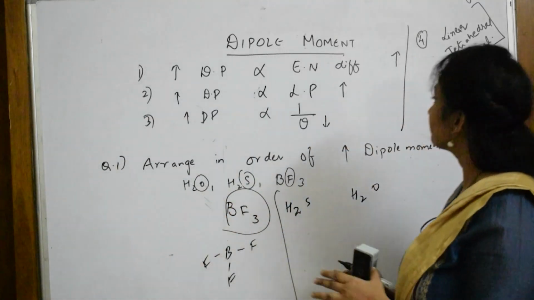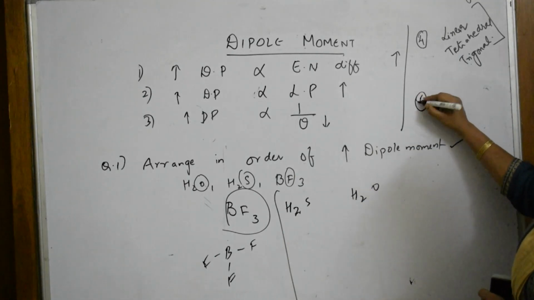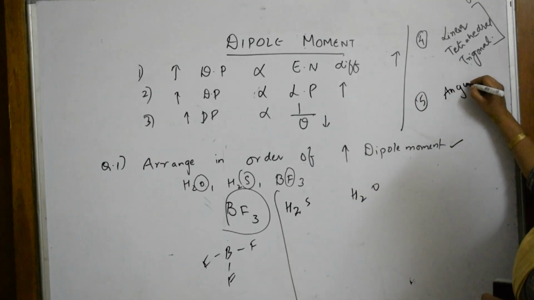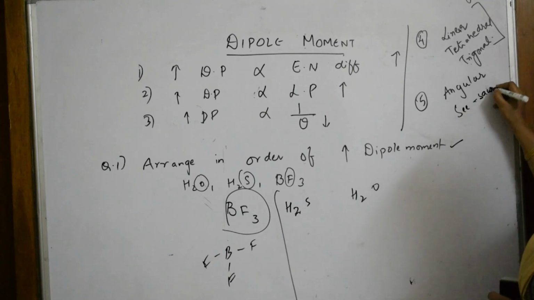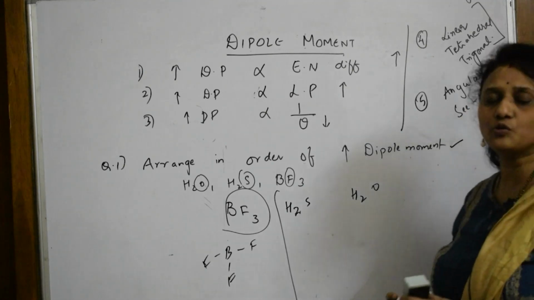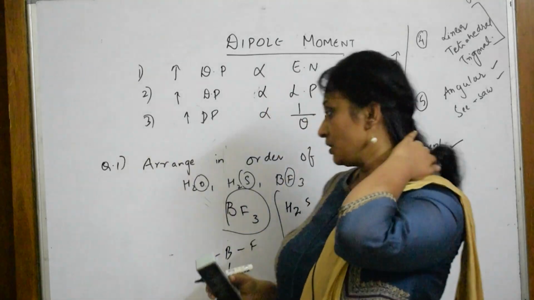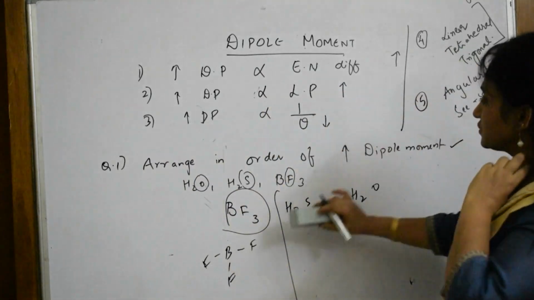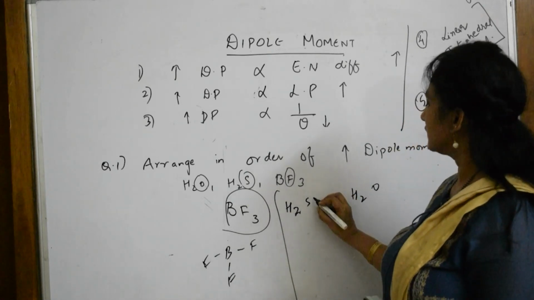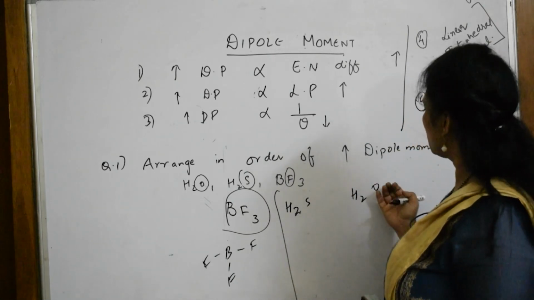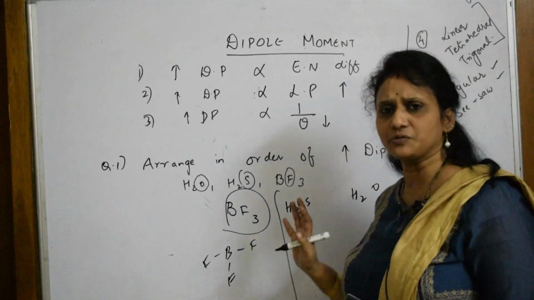That is an exception. Next important thing, structures which are angular in nature, structures which are seesaw in nature, such structures will possess a certain value of dipole moment. Remember that. Now I am applying this concept here, according to the electronegativity value. This is almost 2.2. This is more than that, 3.3 or something.